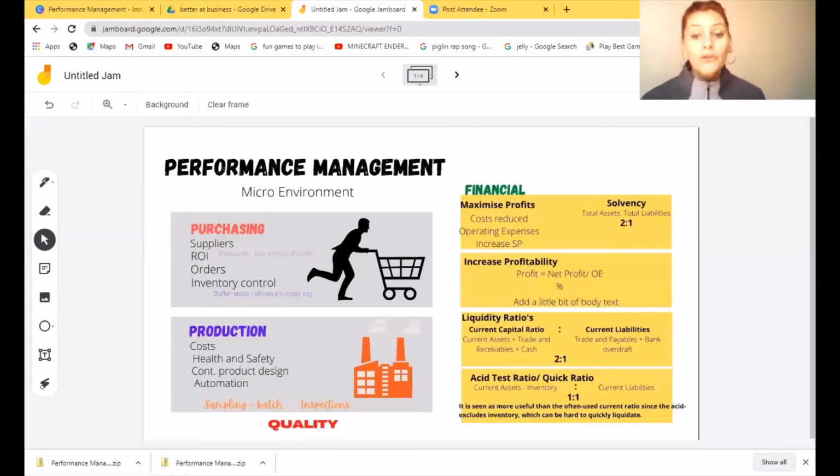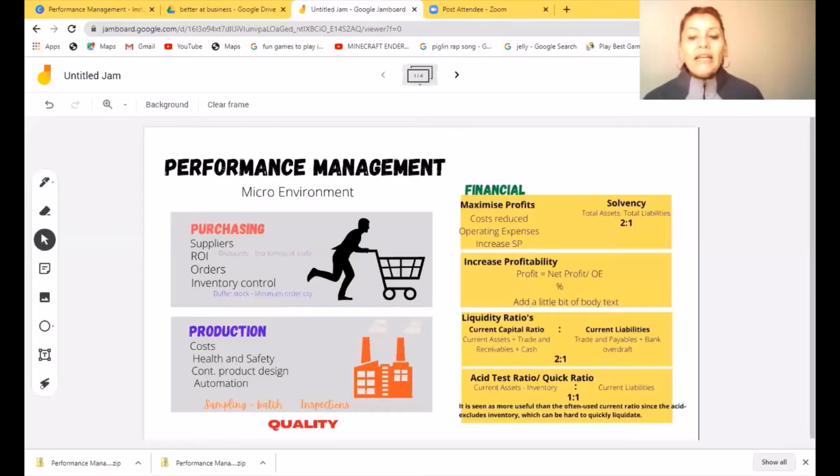The third objective for your financial function is to increase profitability. So your calculation is profit is equal to net profit divided by your owner's equity. And it's expressed as a percentage. The higher the percentage, the more profitable your company is.